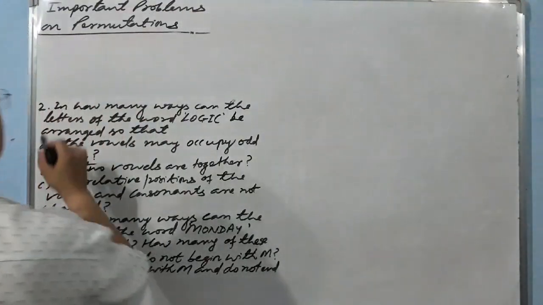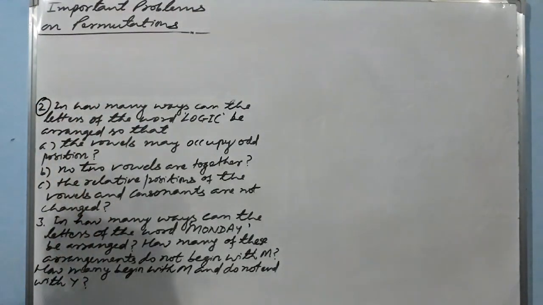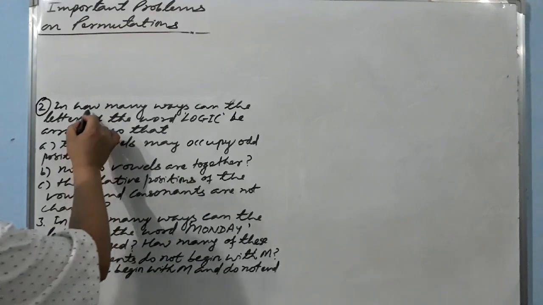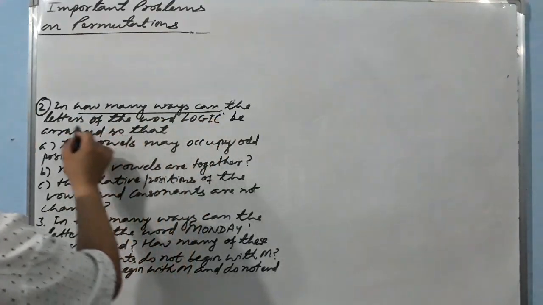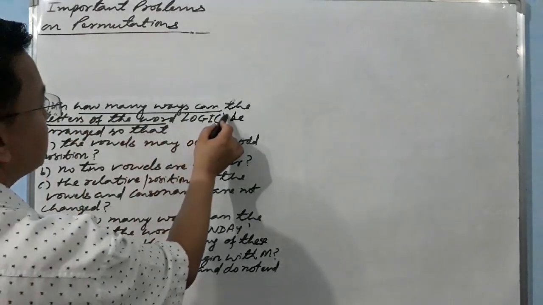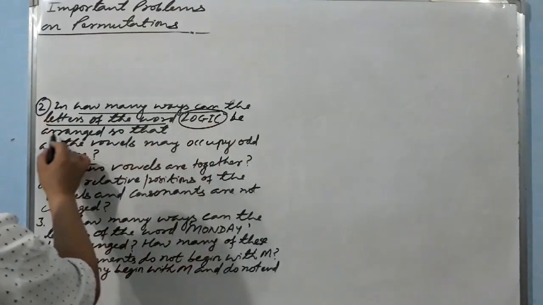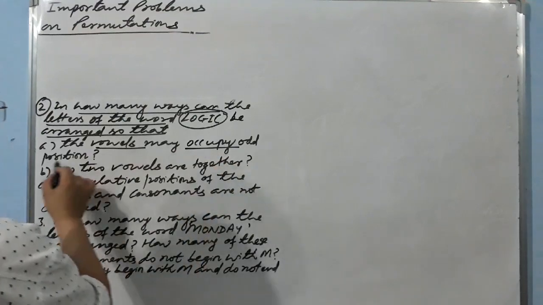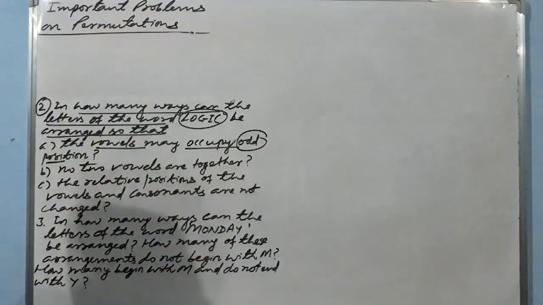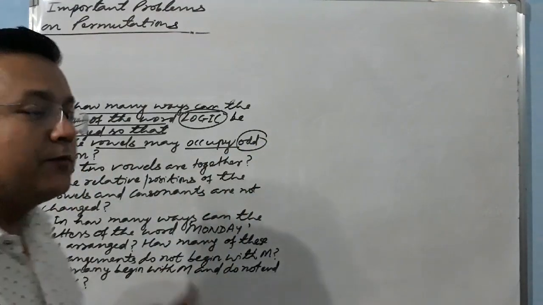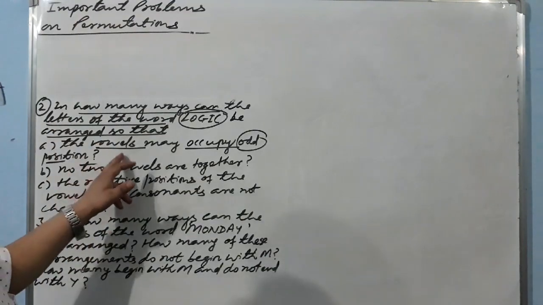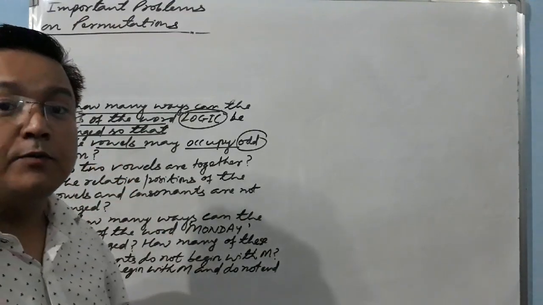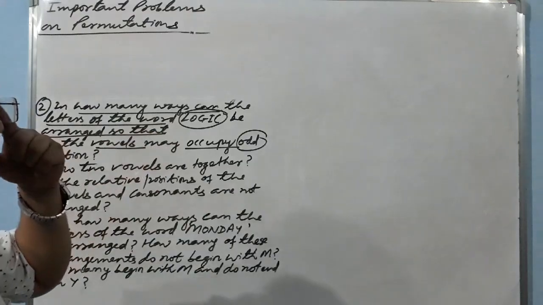Question number two. Let's read: in how many ways can the letters of the word logic be arranged so that the vowels may occupy odd positions? What a wonderful question, very wonderful question. We want to find the arrangements in which the vowels occupy odd positions in the word logic.